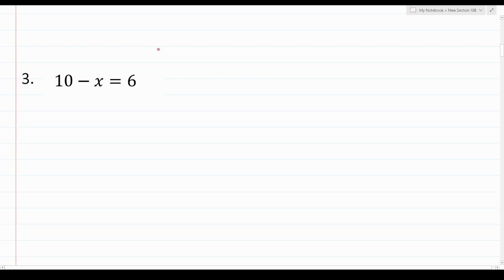All right, so as we can see, number 3 says 10 minus x equals 6. We have 10 minus x equals 6. Again, our goal is to find a value of x such that this becomes a true equation. And according to our method, we're going to use addition, subtraction, multiplication, and division in order to isolate our letter variable. That means we're going to get x equal to something by itself. When we get that, we know we've solved this equation.